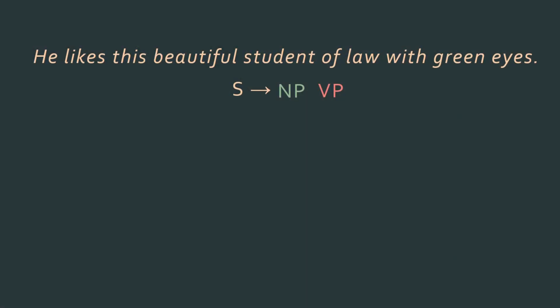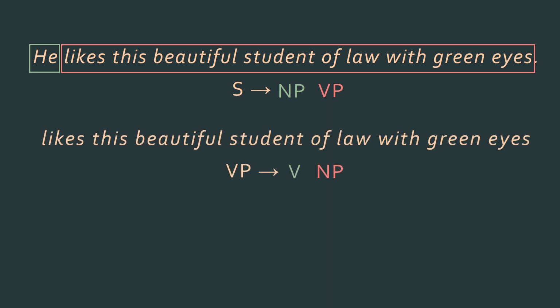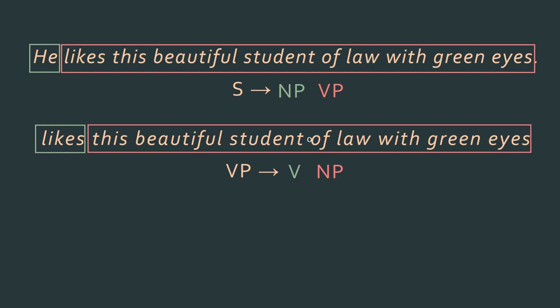Consider this sentence. He likes this beautiful student of law with green eyes. Phrase structure rules tell us that this sentence consists of a noun phrase in the green box, he, and a verb phrase in the pink box, likes this beautiful student of law with green eyes. In turn, the verb phrase consists of a verb in the green box, likes, which is the head of the verb phrase, and an embedded noun phrase in the pink box, this beautiful student of law with green eyes.